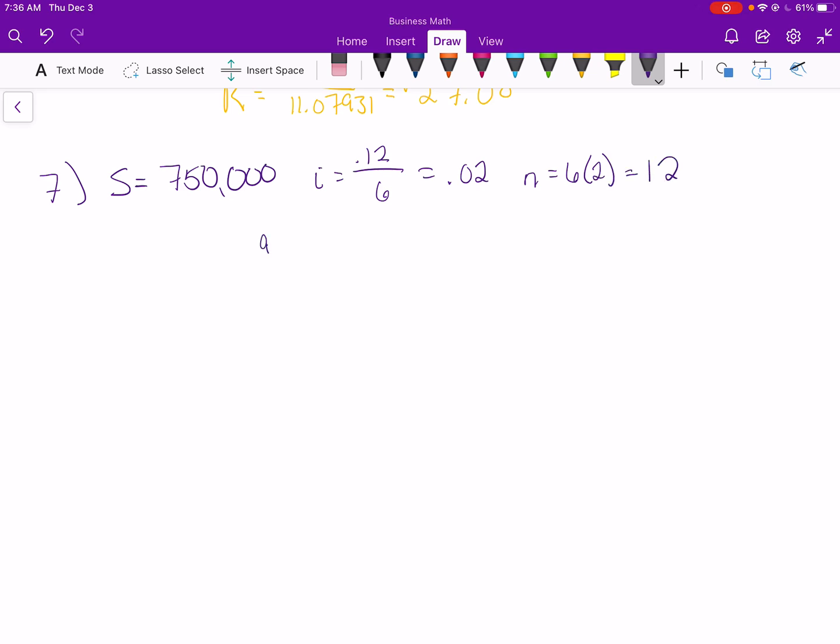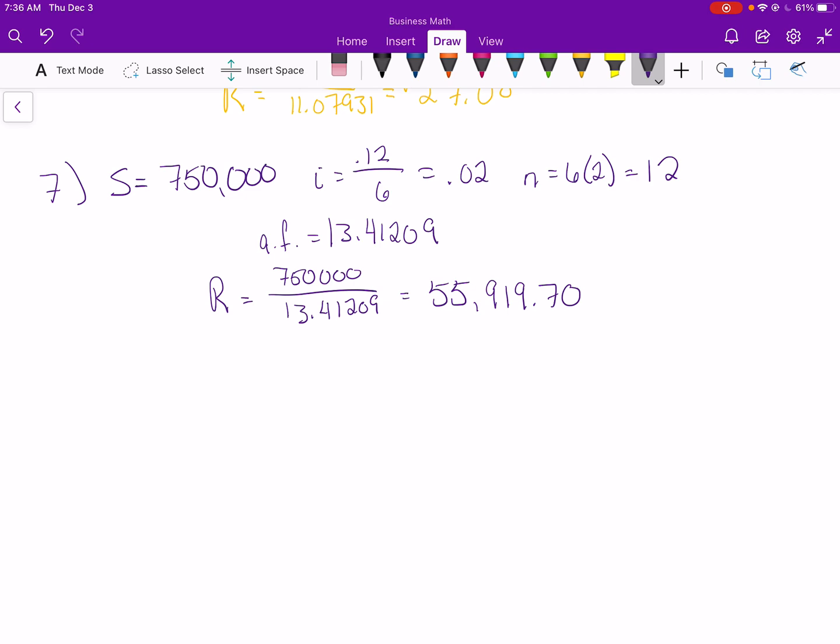So our accumulation factor is 13.41209. To find our R, or our payment, we take our $750,000 divided by our accumulation factor, 13.41209, which is $55,919.70. So that's how much the tennis club needs for every 2 months. But there are 300 members, so we're going to divide that by 300 to get the cost per member, which gives us $186.40.